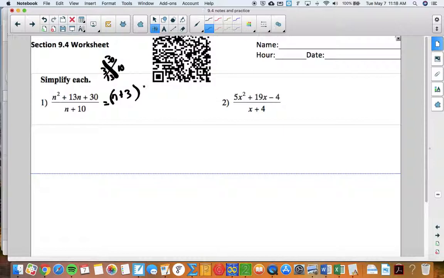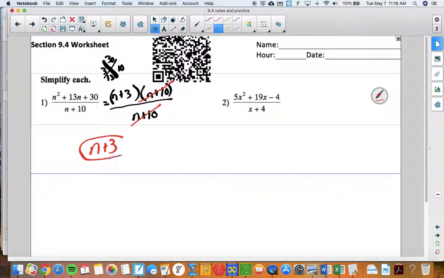N plus 10. And that's being divided by n plus 10. So we do have a common factor here. The top has a factor of n plus 10 and the bottom has a factor of n plus 10. So what's left? Just n plus 3.